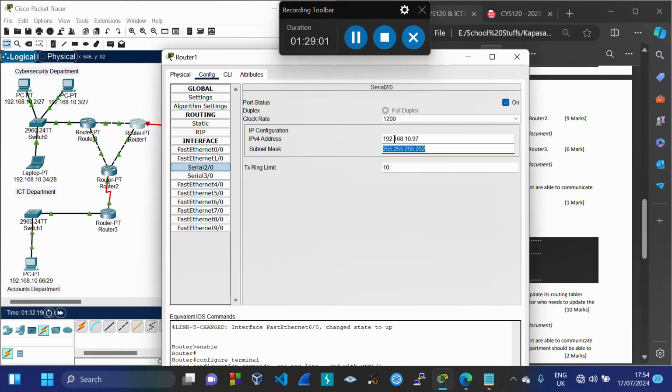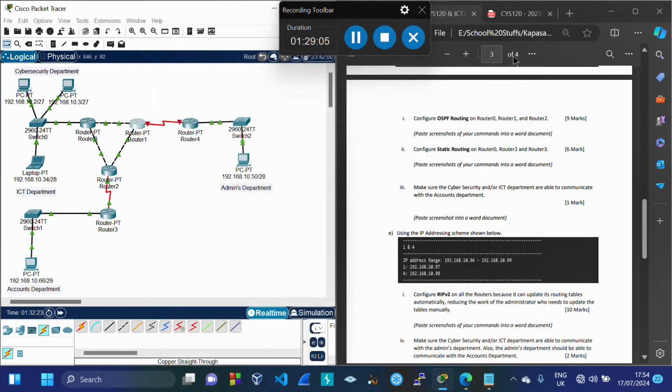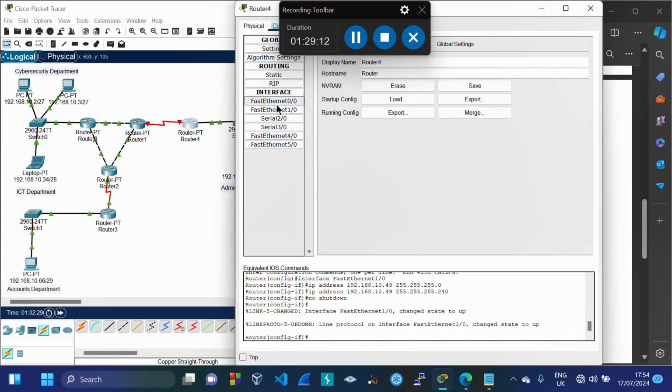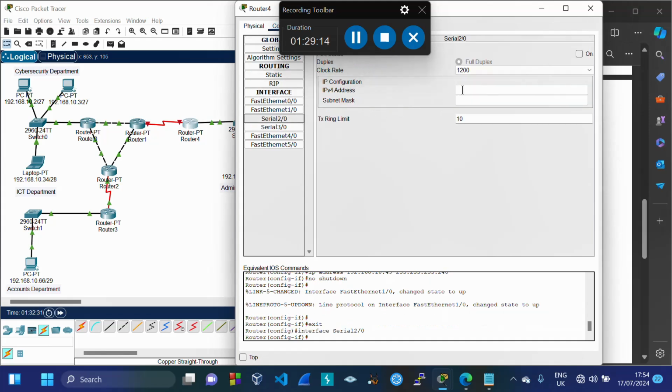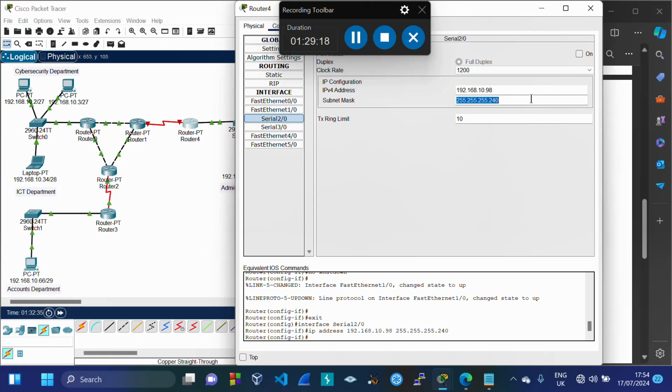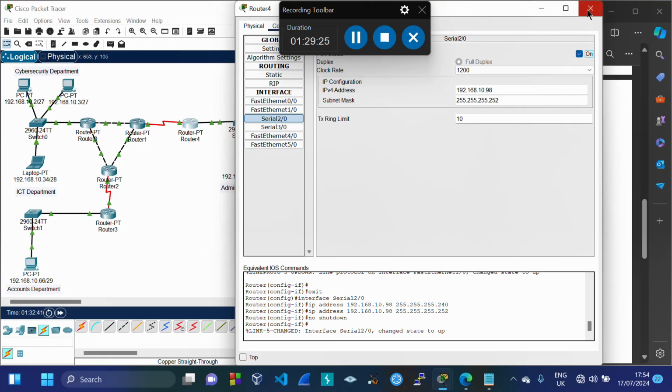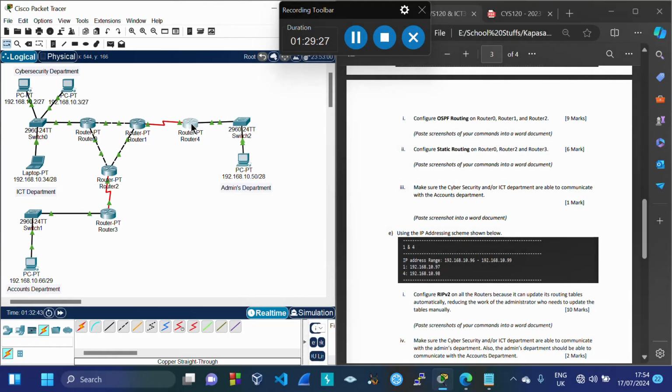Now between routers, we use 252 and we turn the port on because those are routers. So 98 to represent router 4 under the serial connection. So 98, then we need to put 252 because that's the main thing. Now we can see it's up, so we can now proceed to the question.